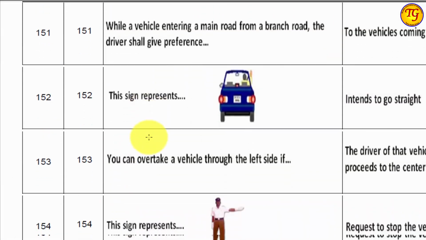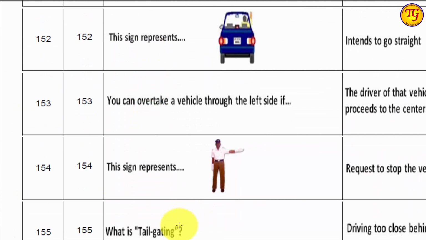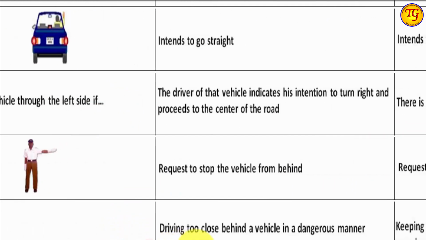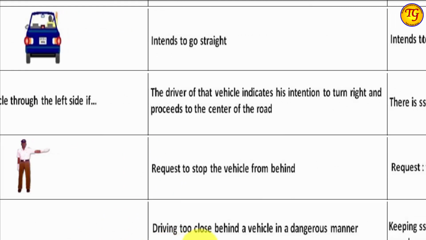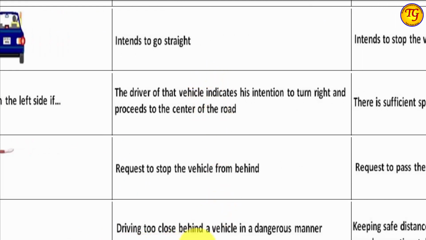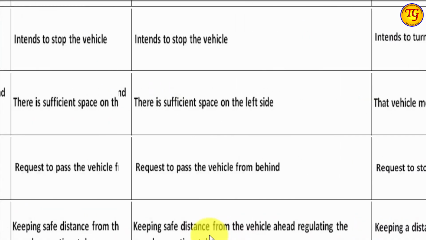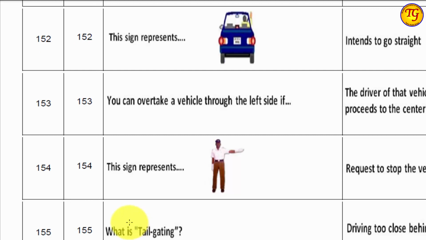Question number 153, you can overtake a vehicle through the left side if the driver of that vehicle indicates his intention to turn right and proceeds to the center of the road. This is the correct option, friends. Let's cross check it. Yes, you can overtake the vehicle only in this condition from the left side.